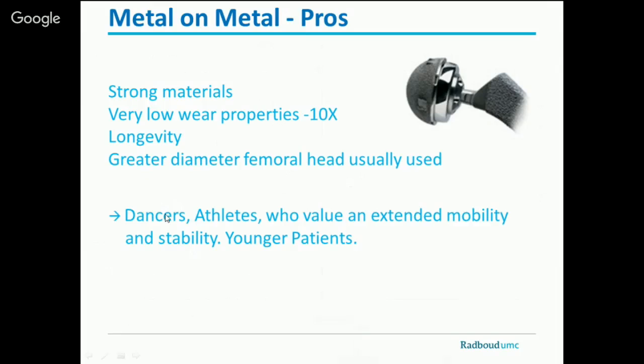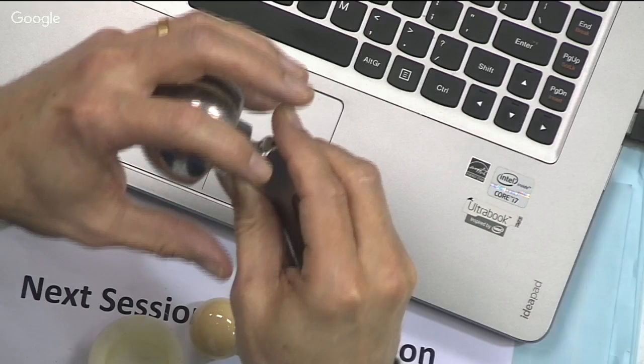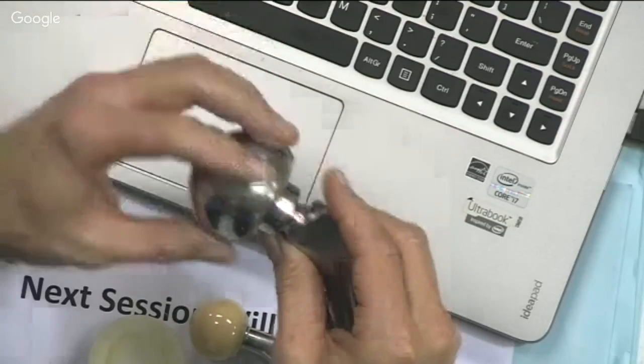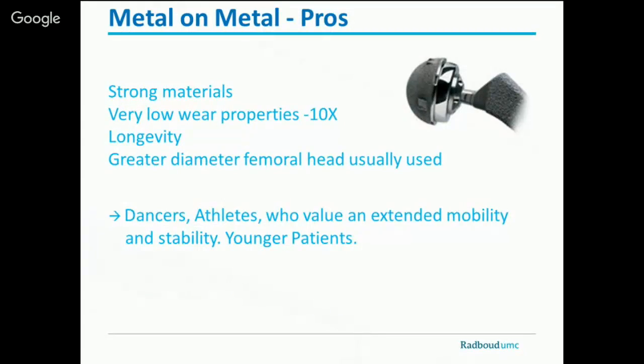For example, dancers need a very big range of motion. For a very big range of motion, you need a big head. So you see here, this is the head. Look at this size. It's almost this size. And the metal cup doesn't need to be as thick as the polyethylene cup because the metal is much stronger, so the head can be bigger. That's why there is a bigger range of motion with these metal-on-metal implants, like you see here. So that's why they implant it in athletes and dancers.